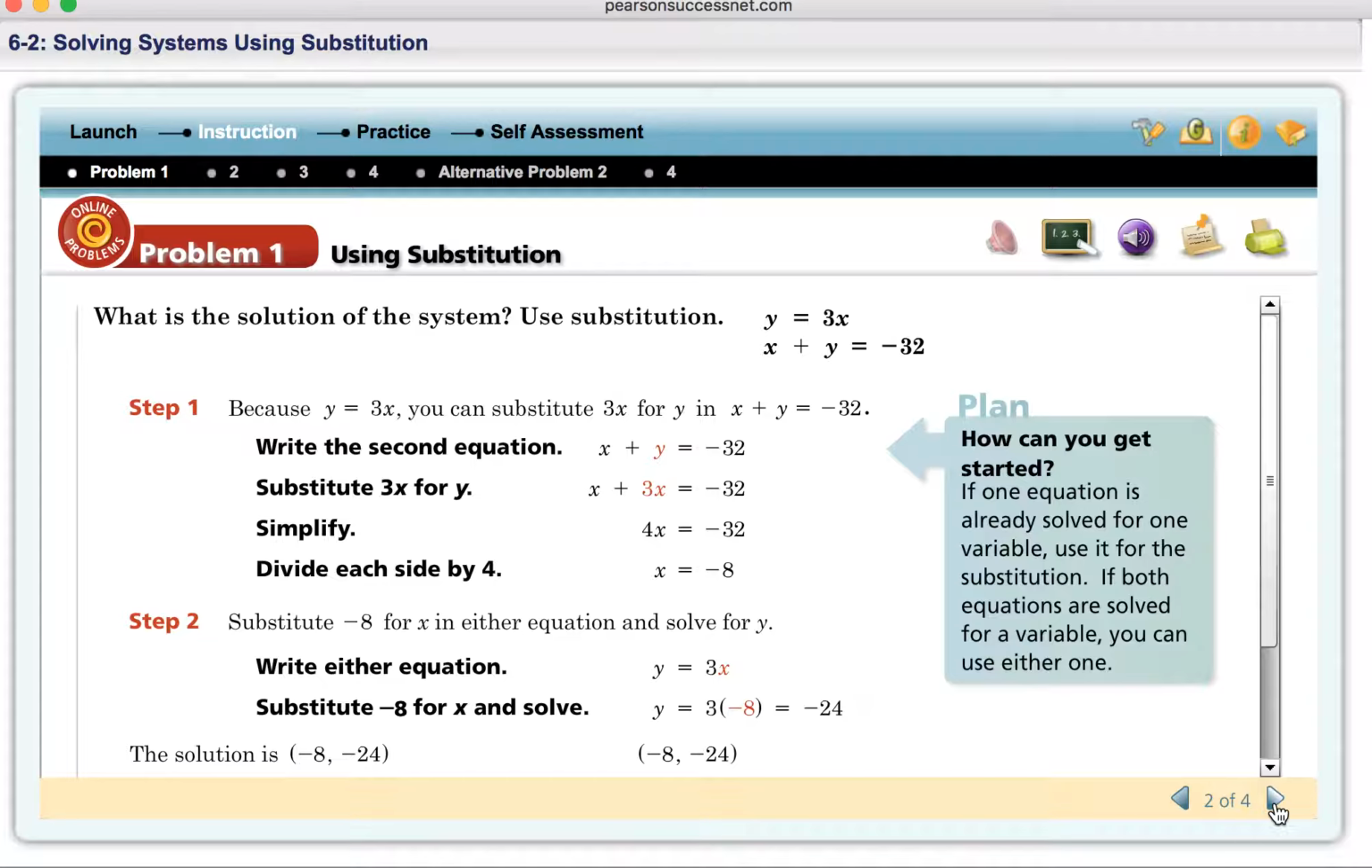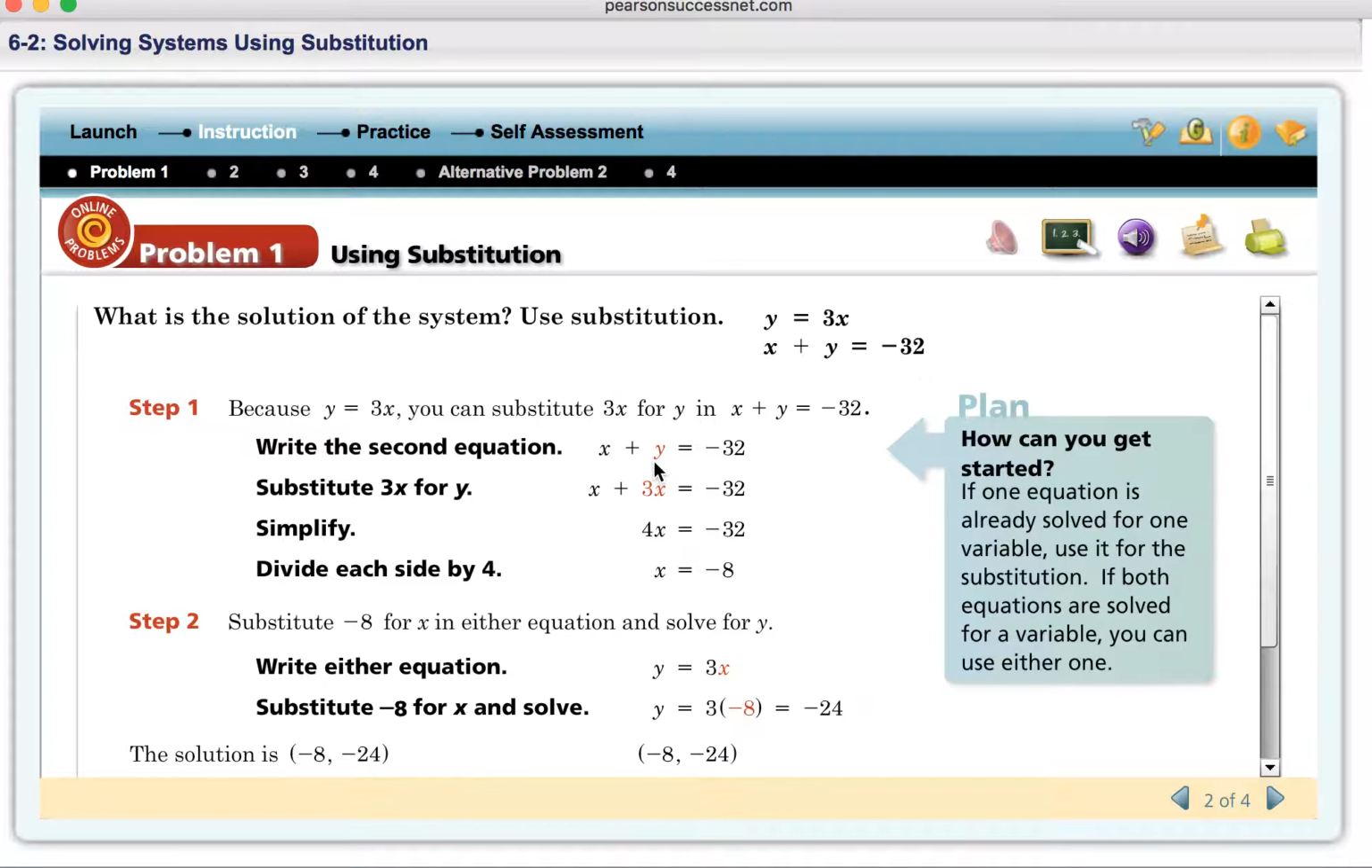It looks complicated, but it's not. In step one, because we know that y is equal to 3x, we can substitute that 3x for y in the other equation. So if we know that y is equal to 3x, we can put 3x right here. And then when we do that, we're only going to have x's in here, and we can solve for what x is.